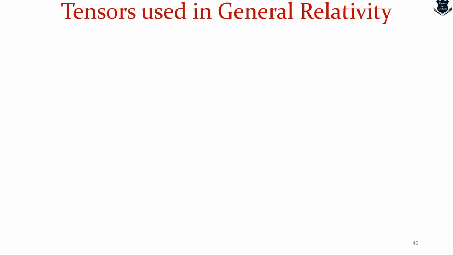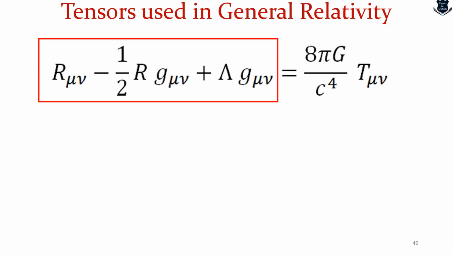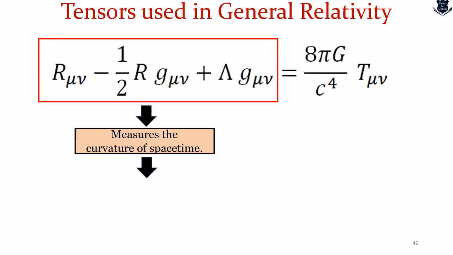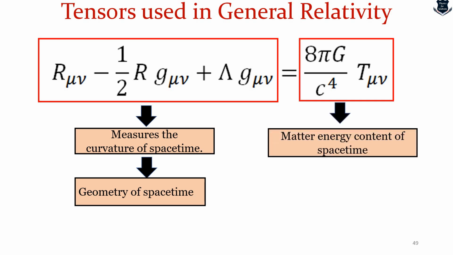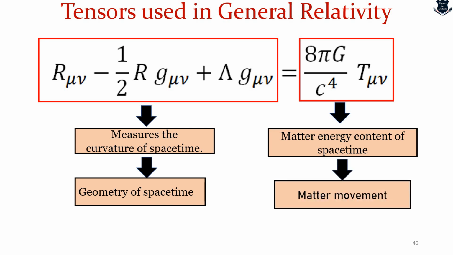So can we summarize it? Yes, we can. The entire left hand side of the equation tells how to measure the curvature of space-time. That means it talks of the geometry of space-time. The right hand side measures what is called the matter-energy content of space-time. That means if the matter is moving, how much energy it is creating, and obviously if it is creating energy, it is creating a curvature, and it measures the matter movement.